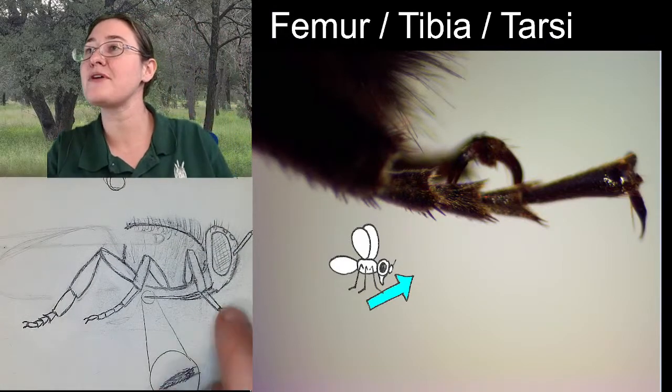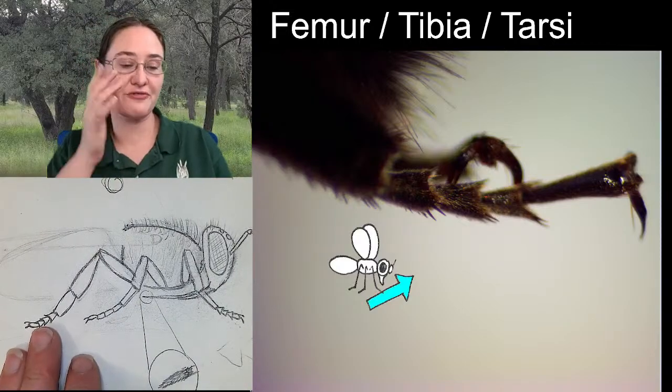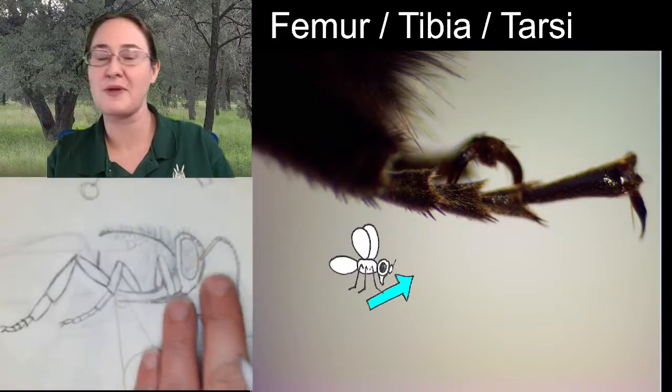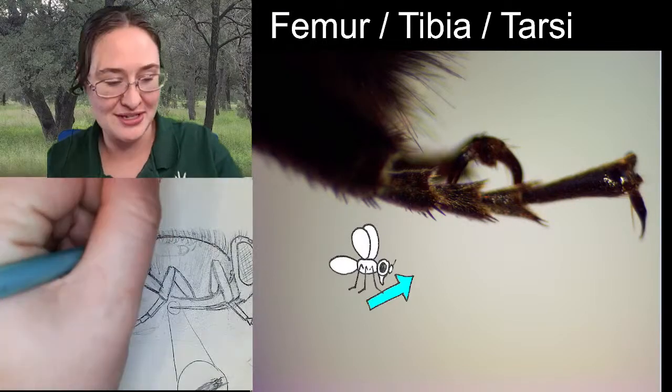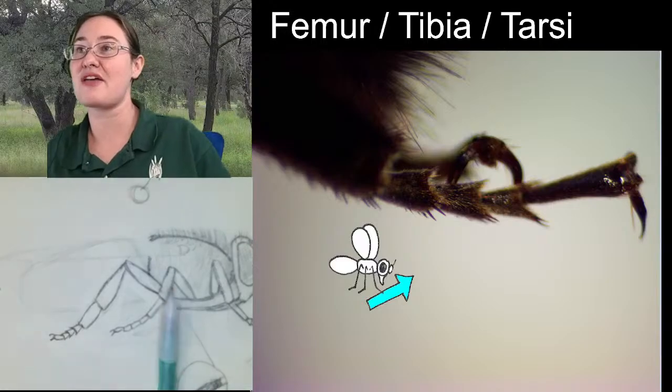All right, so I'm pretty happy with the leg structure that we've got going on here. We've got the head taken care of, and the thorax. What we really need to do is take care of these wings and then the abdomen.